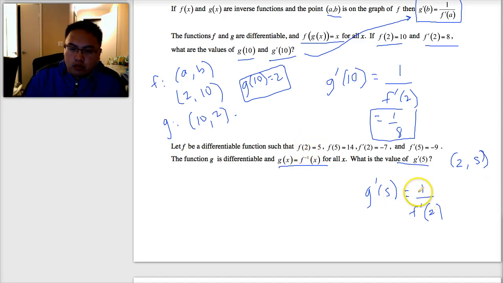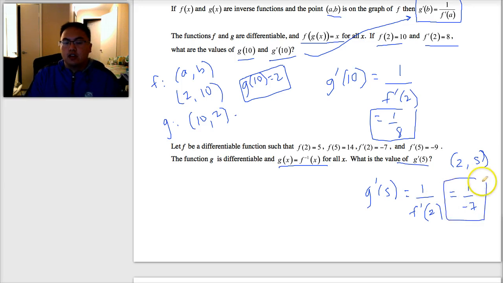G prime 5 equals 1 over f prime 2. Well, if I look back at my problem, f prime 2 is negative 7. So the only thing I have to do is plug in negative 7, and that's my answer. You may notice that they give you a lot of extraneous information. I never needed this, but they throw that in there just to throw you off. The only difficult part is finding what is a and what is b.